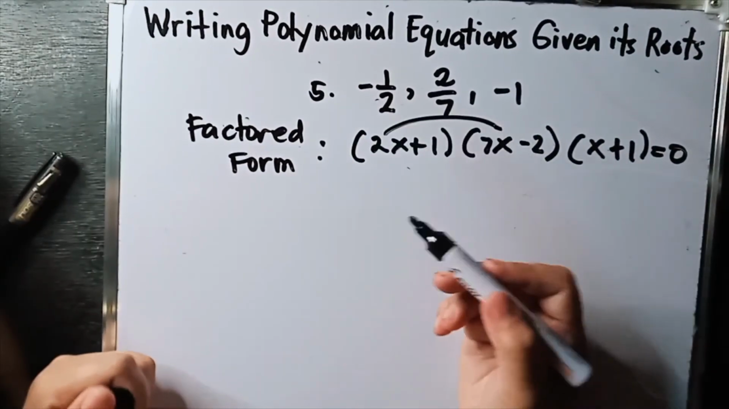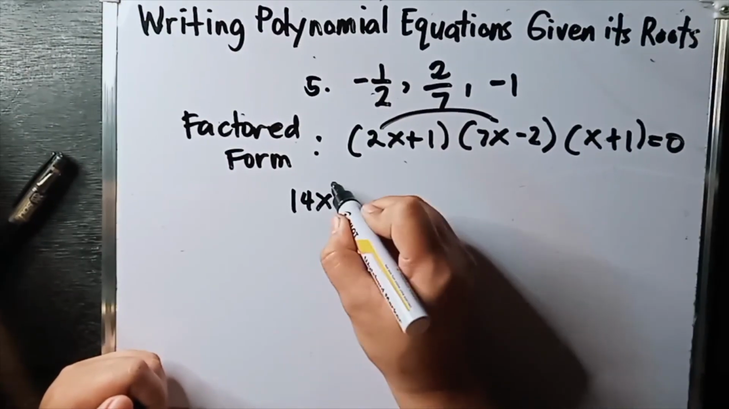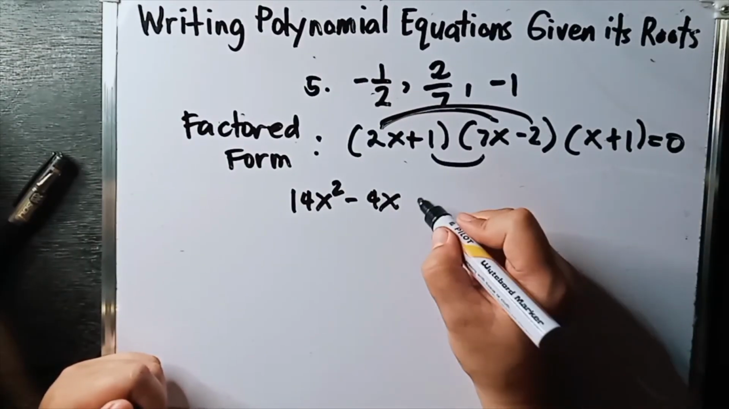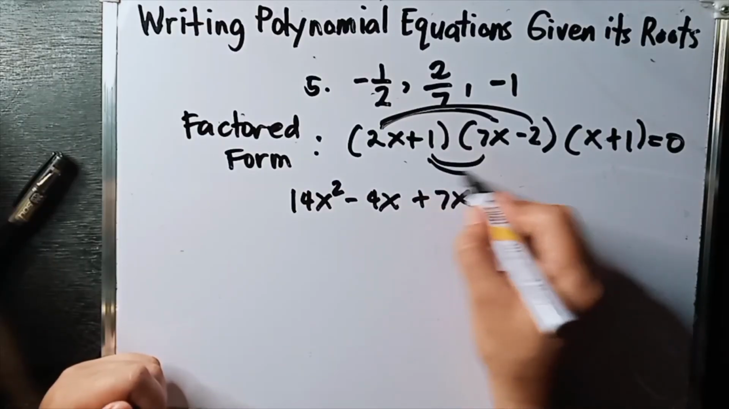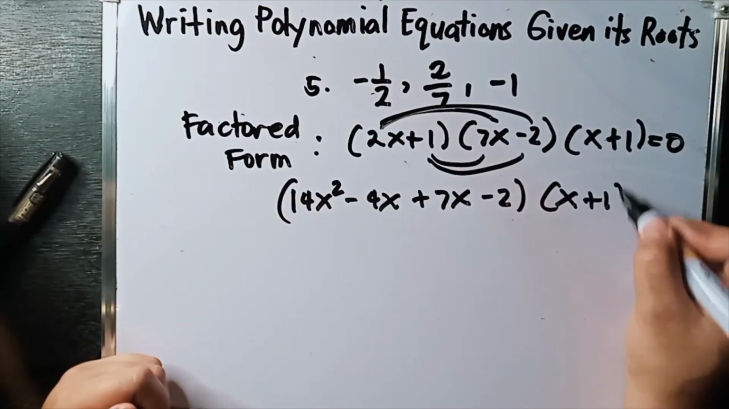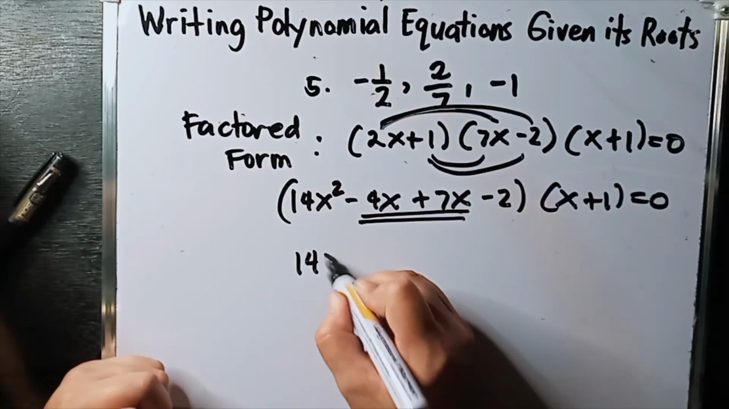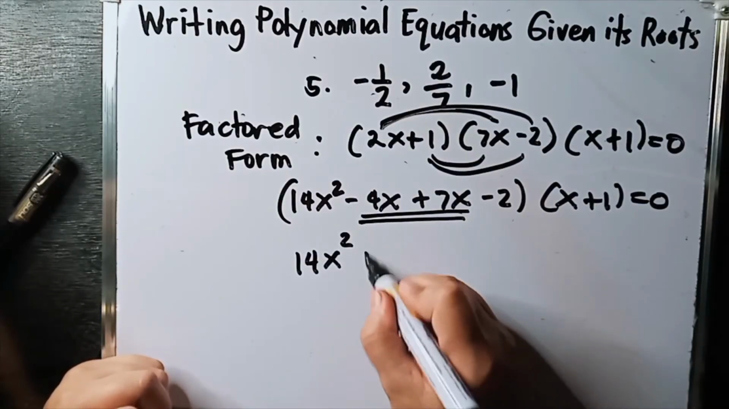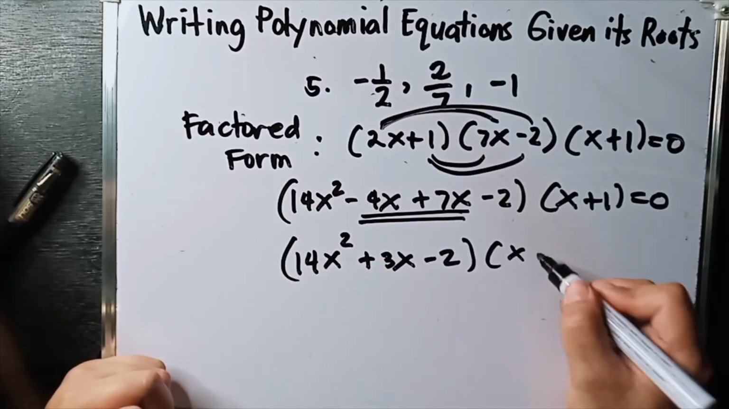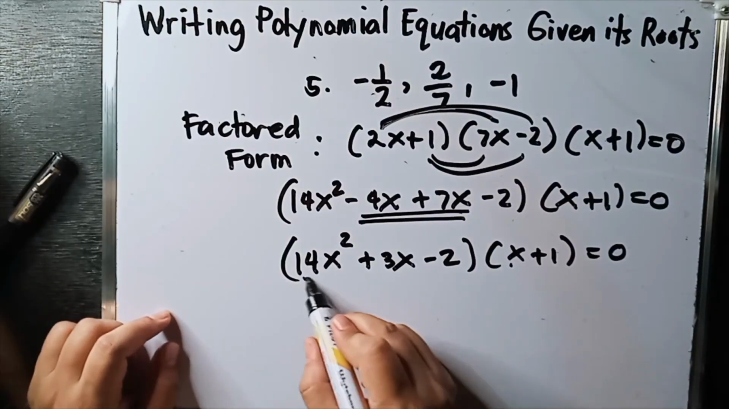So we have 2x times 7x is 14x squared. 2x times negative 2 is negative 4x. 1 times 7x is 7x. 1 times negative 2 is negative 2. And then we bring down x plus 1 equals 0. And then this one can be combined. So we have 14x squared, positive 3x, negative 2. Bring down x plus 1. Then multiply again this by this one.